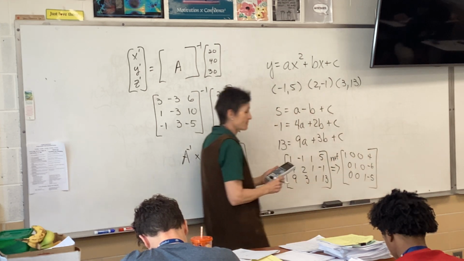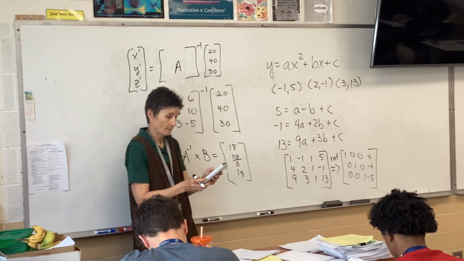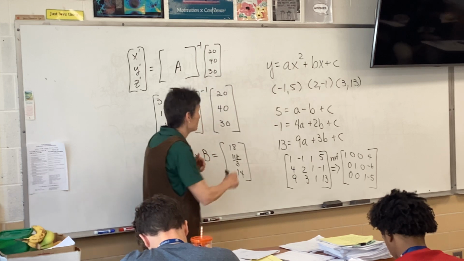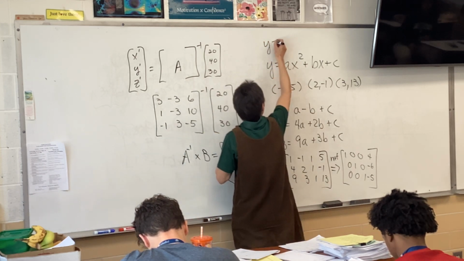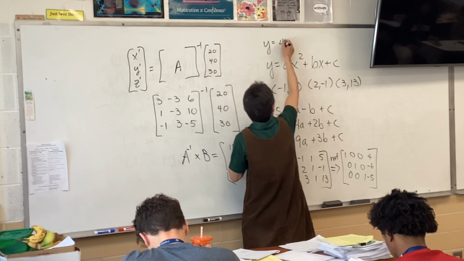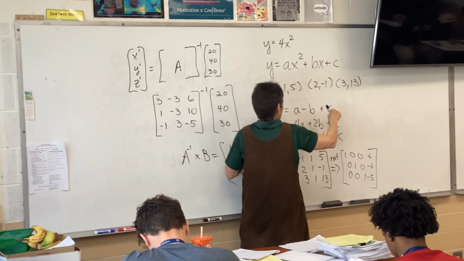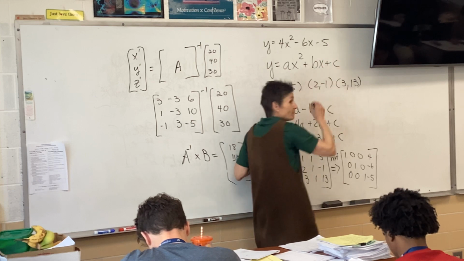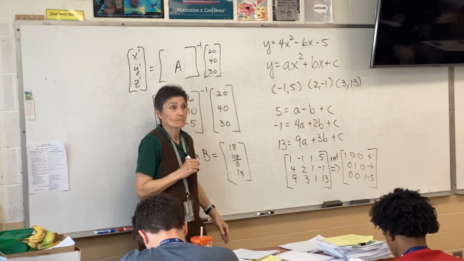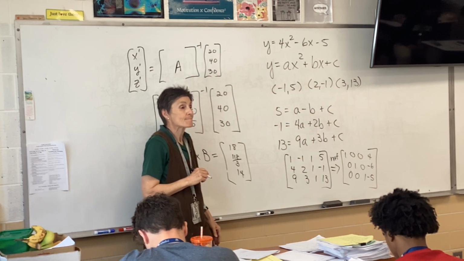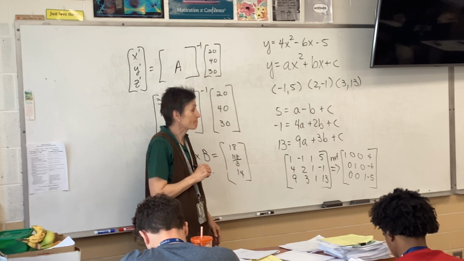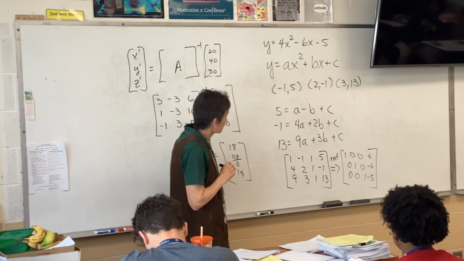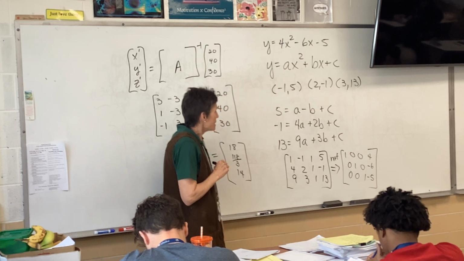I got 4, -6, -5. These numbers at the back. So my job is to write my equation, so y equals 4x squared minus 6x minus 5. Does it have to be like, even though we wrote it that way, I can't do 5, 1, -1, 1, I have to do it the other way around?